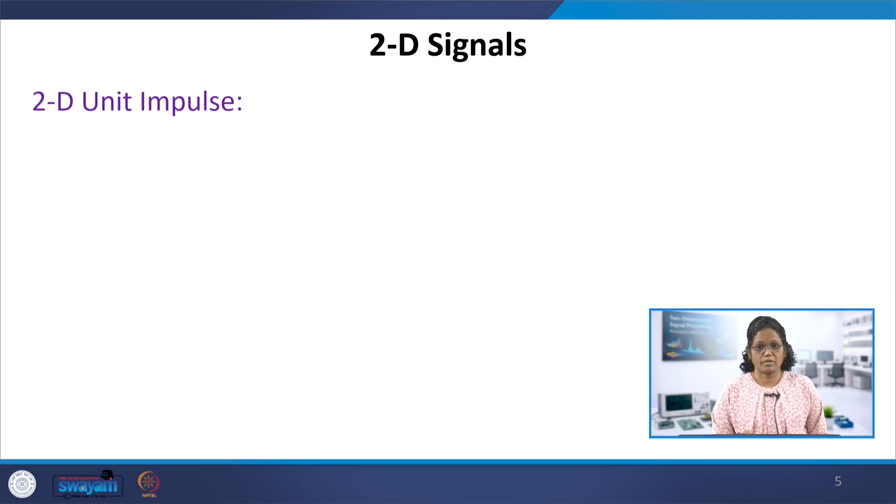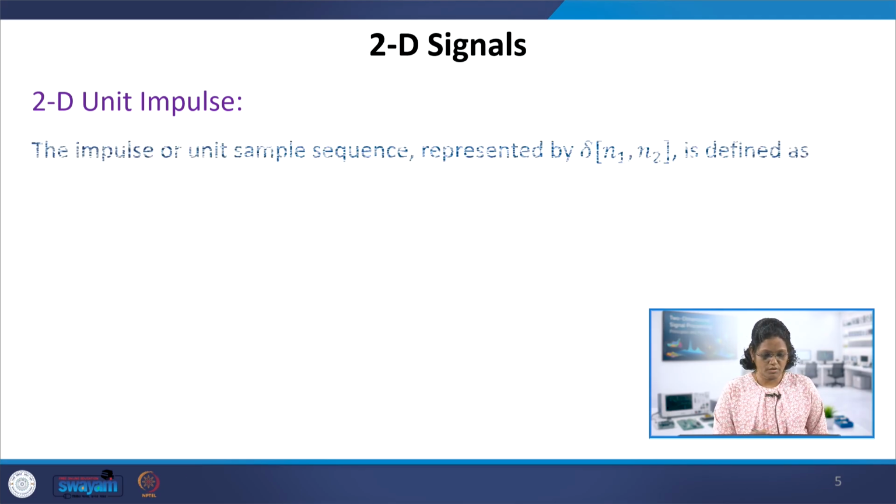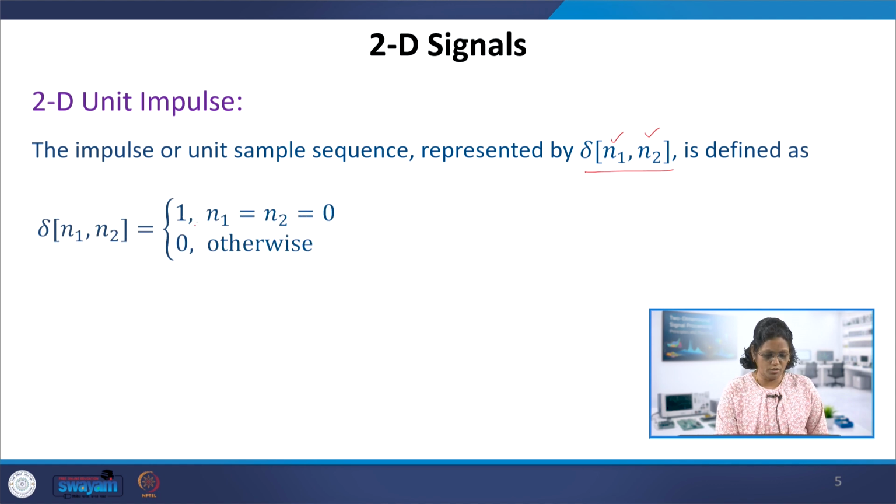Now taking the 2D signals, we extend that 1D impulse and look at what the 2D unit impulse, with amplitude 1, looks like. This is also an impulse or unit sample sequence, represented by delta of n1 comma n2. There are two independent variables, n1 and n2. It is defined as 1 when n1 and n2 are both equal to 0, and 0 otherwise. So when the integers n1 and n2 are 0, the sequence has a value 1, otherwise it is 0.